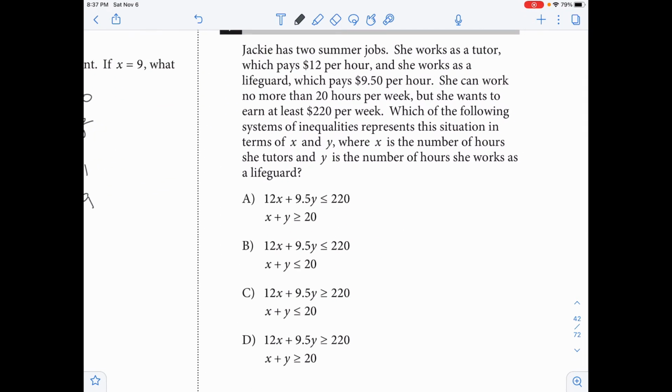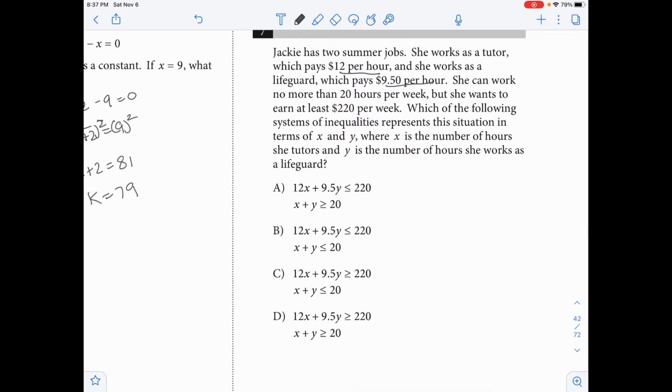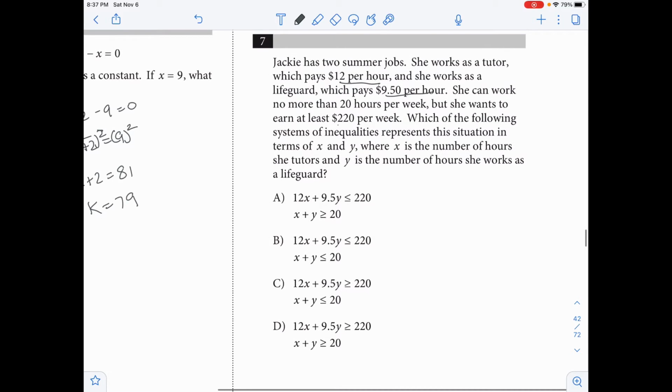In this case, it's systems of equations. So you need to add $12. This person earns $12 per hour as a tutor and $9.5 per hour as a lifeguard. So x is tutor and y is lifeguard. And then that has to be at least 220, so it has to be greater than or equal to, and no more than 20 hours. So therefore, it has to be less than or equal to 20. So therefore, it's C.